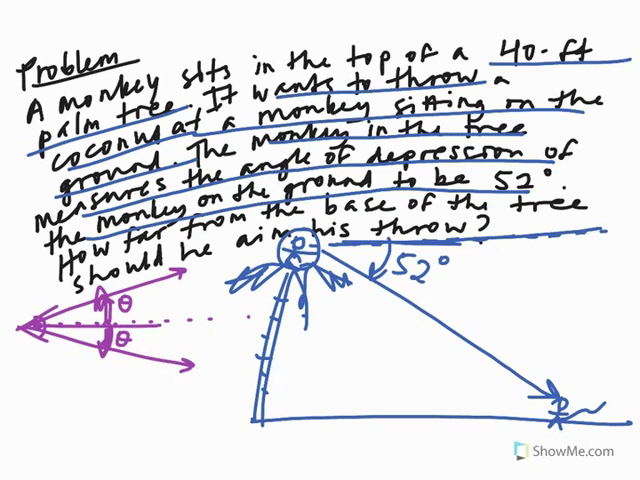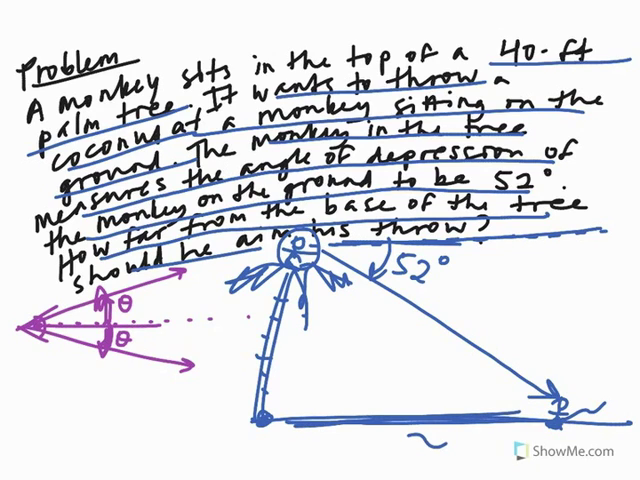Let's keep going. How far from the base of the tree should he aim his throw? Alright, well, here's the base of the tree. Okay, here's the monkey that he's aiming at. So we want to find this distance right here. So let's just call that x. We forgot to label the height of the tree. That's 40 feet. So this tree is 40 feet above the ground.